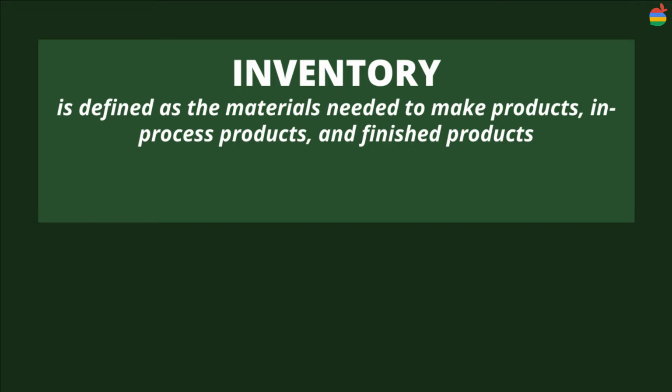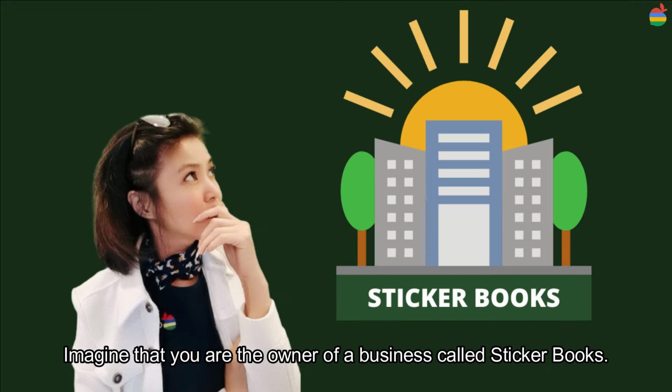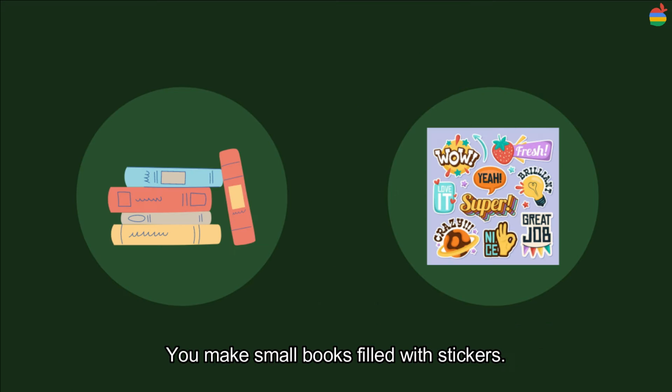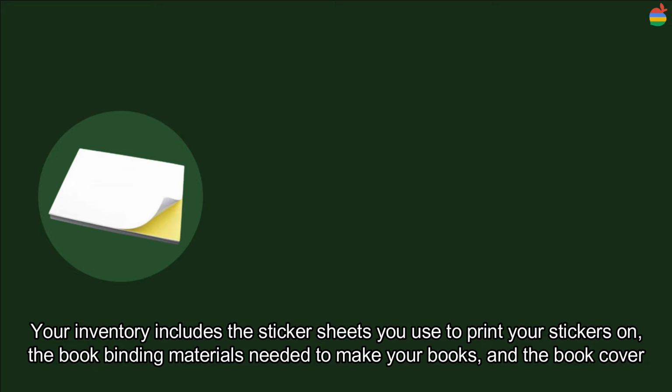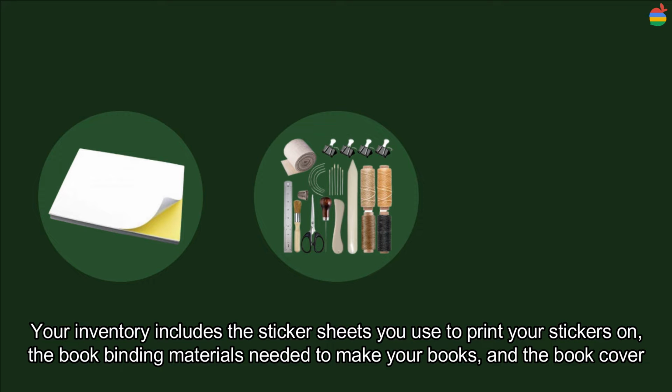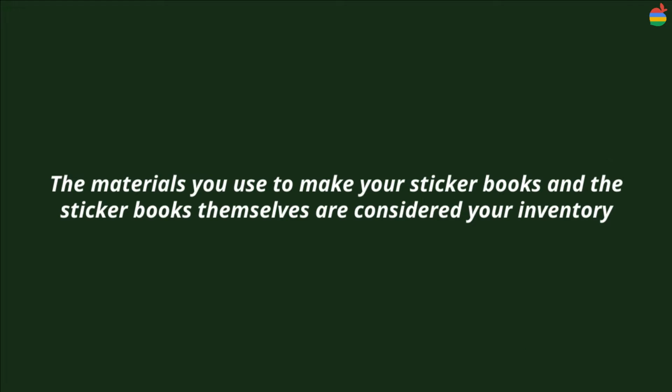in-process products and finished products. Imagine that you are the owner of a business called Sticker Book. You make small books filled with stickers. Your inventory includes the sticker sheets you use to print your stickers on, the book's binding materials needed to make your books, and the book's covers. The materials you use to make your sticker books and the sticker books themselves are considered your inventory.